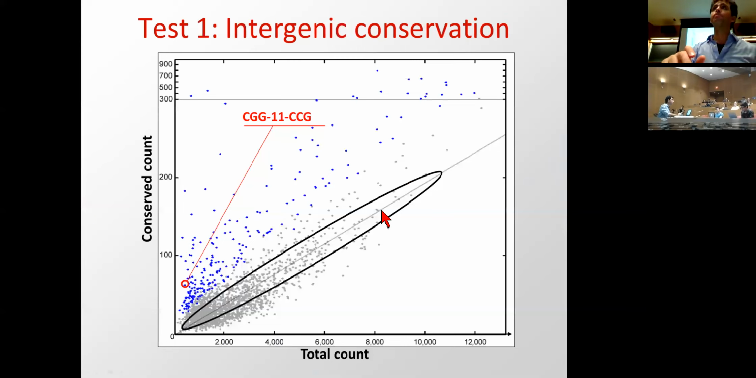The gray dots. So basically, all the dots should be initially gray, but afterwards I asked, how unlikely is it to find that many conserved ones, given how many I had observed? And that gave me a probability of being over-conserved, and these points are colored blue. Does that make sense?